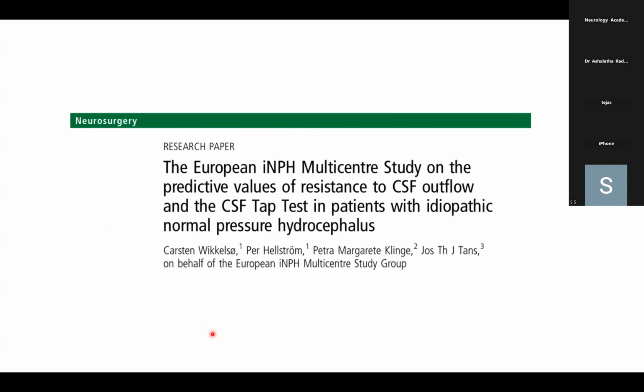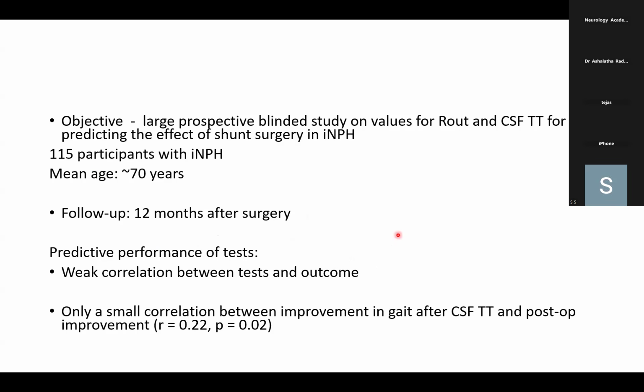I would like to show a study which was published from Europe, the European NPH multicenter study on predictive values of resistance to CSF outflow and the CSF tap test in patients of idiopathic NPH. The objective of the study was a large prospective blinded study on values for Rout and the CSF tap test for predicting the effect of the shunt surgery in idiopathic NPH.